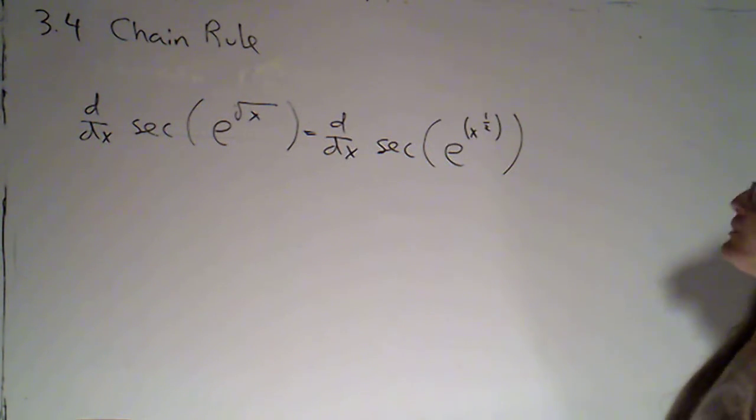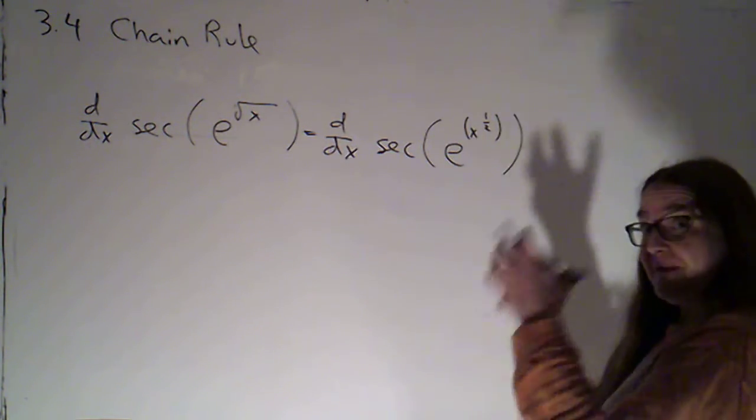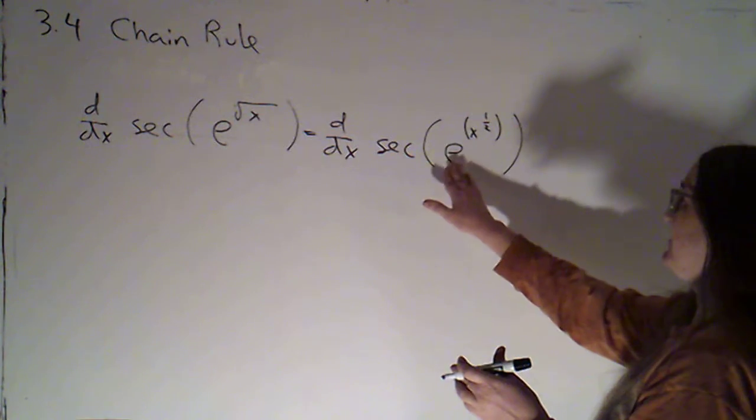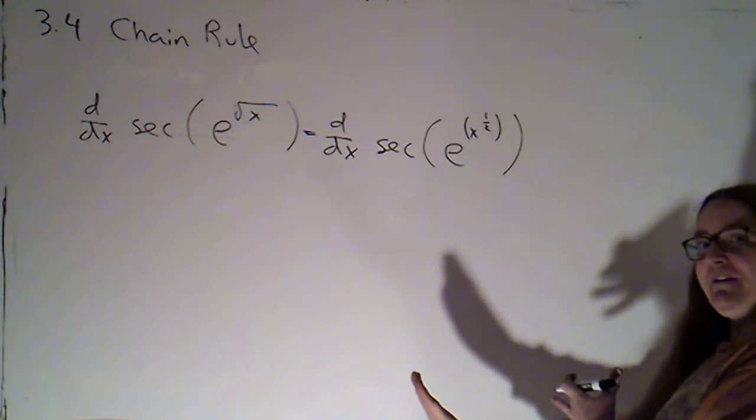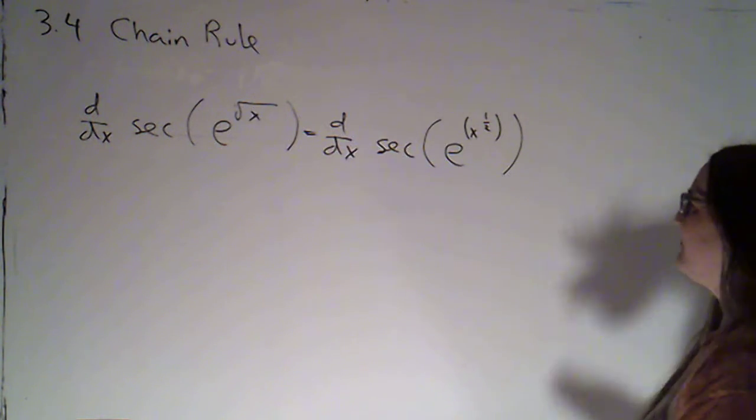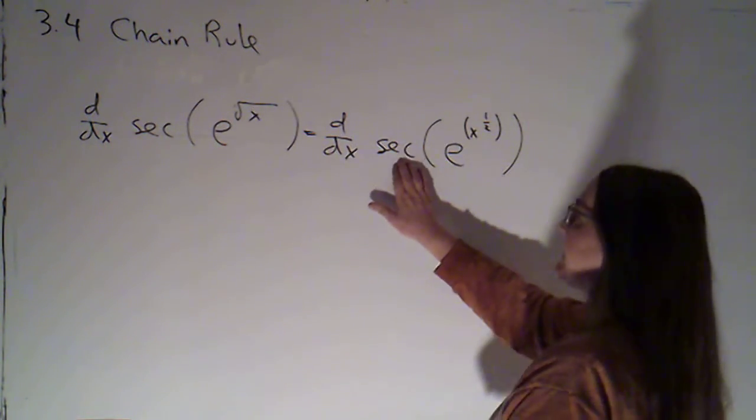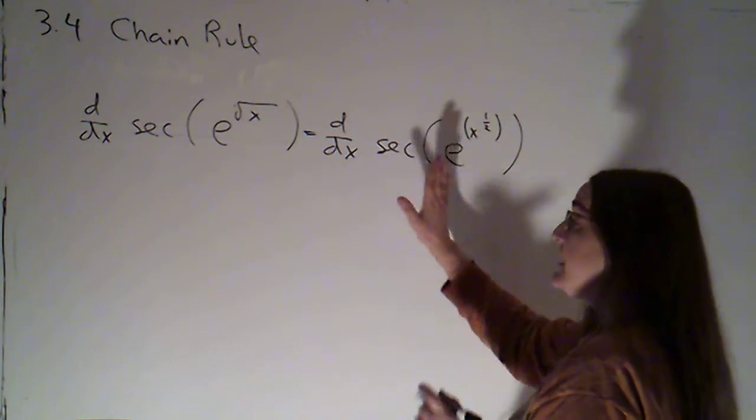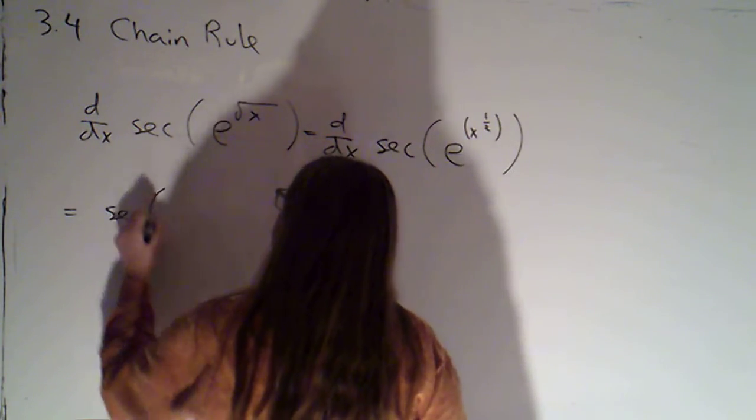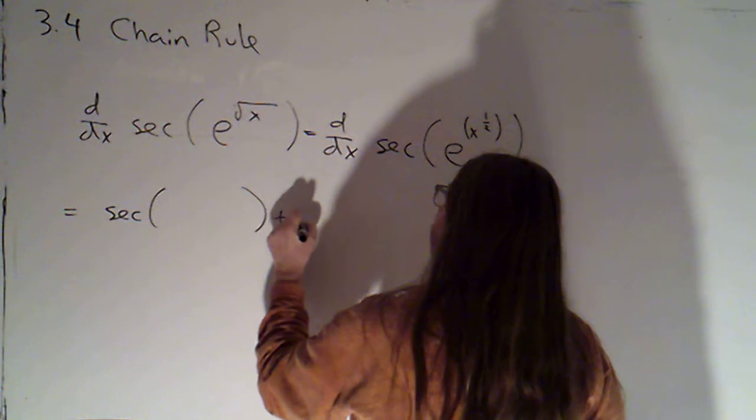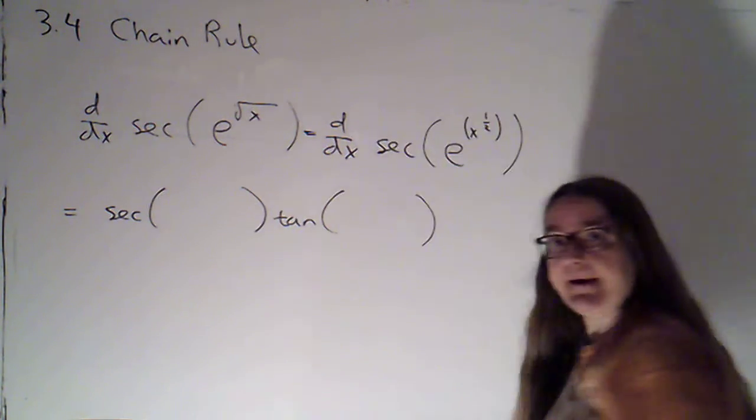Okay. So if we were evaluating this, we'd work from the inside out. We take the square root, then we'd exponentiate, then we take secant. When we're taking the derivative, we work from the outside in. So I would say let's take the derivative of secant. The derivative of secant of something is secant of that thing times tangent of that thing.